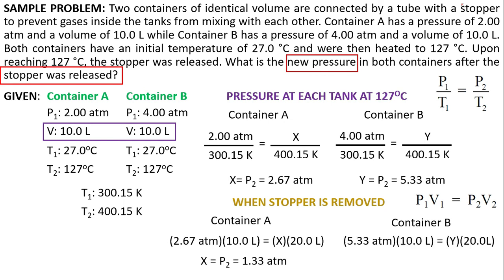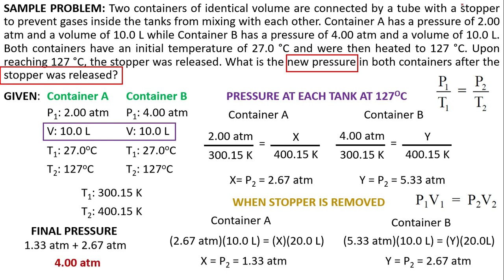For container B, 5.33 atmospheres times 10.0 liters is equal to Y times 20.0 liters. Calculating that, this will give us 2.67 atmospheres. Since the volumes of each container are combined, we have to combine the pressures too. So the final pressure will be 1.33 atmospheres plus 2.67 atmospheres. This will give us 4.00 atmospheres.